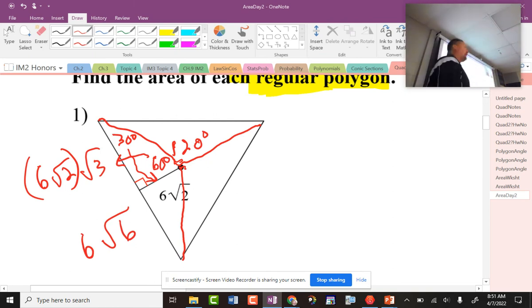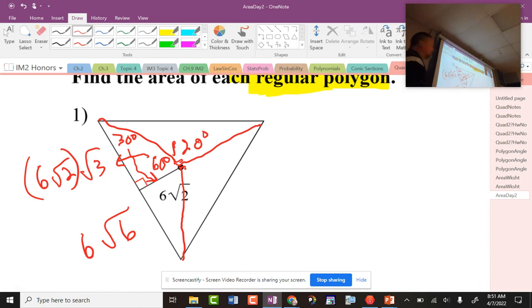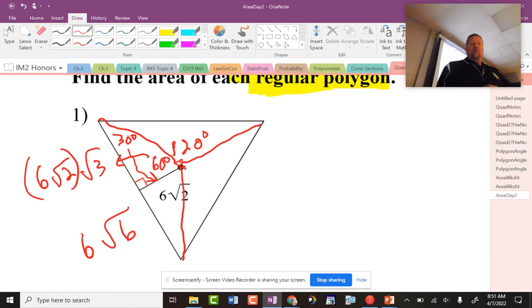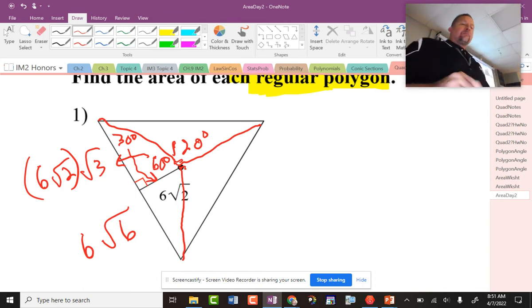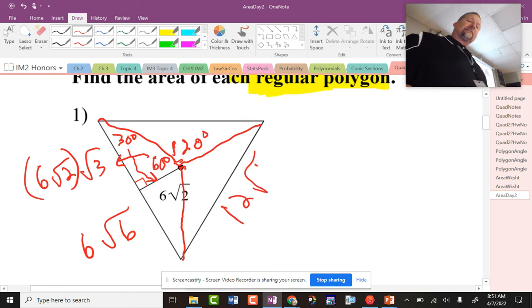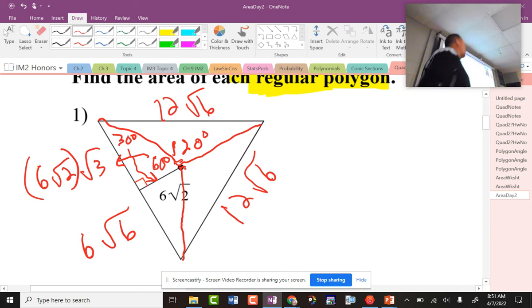Nobody else. By the way, root 2 times root 3 is root 6. And that's why we bring these things back. It's nice to remind those that did do that. By the way, 6 root 6 plus 6 root 6 is 12 root 6. Since this is regular, I have my perimeter.